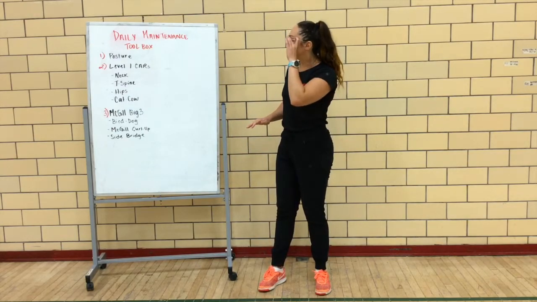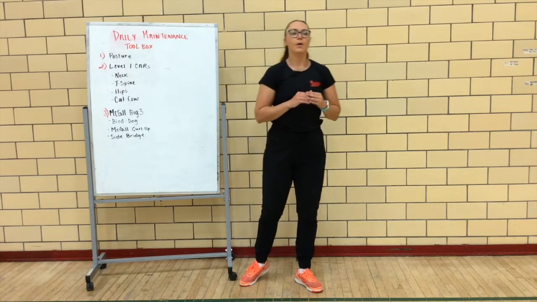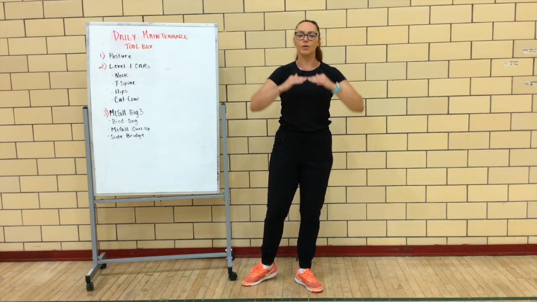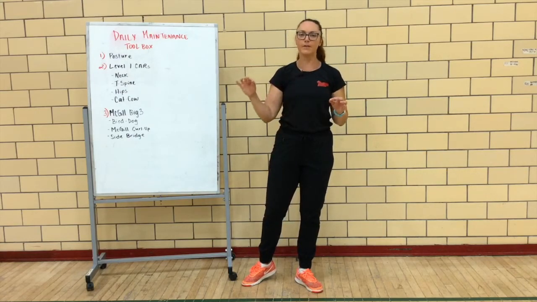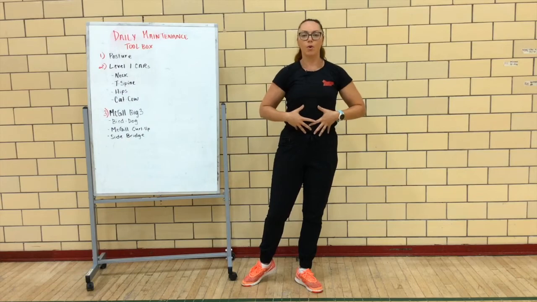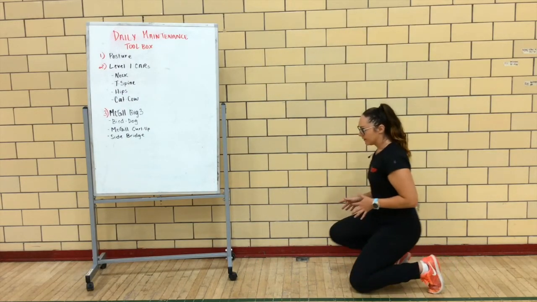And then, last but not least, we've got the cat-cow. So we're not talking your usual cat-cow where you're just kind of trying to hinge in the middle. We're talking full spinal involvement. Core is involved, glutes are involved. We'll start just on our hands and knees.